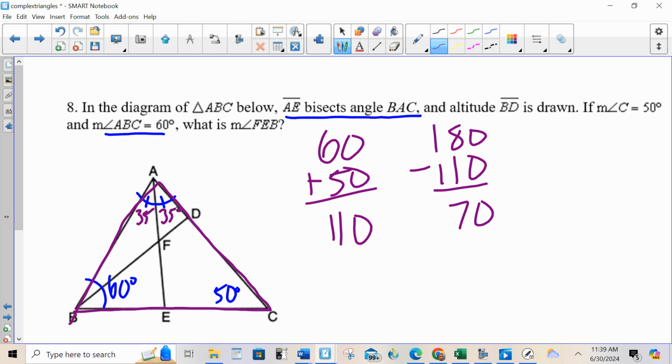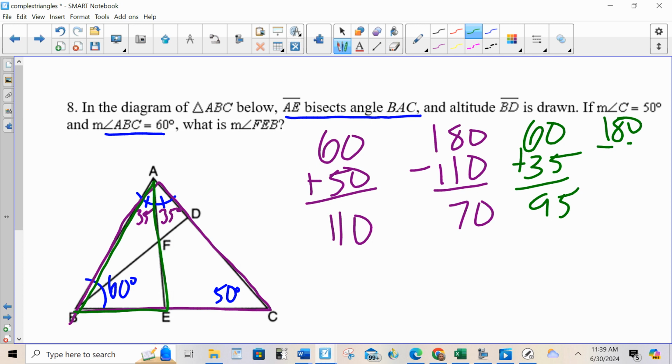All right, linear pairs still don't help me. I'm going to look again for angles of a triangle. I now see two triangles where I have two angles and I can find the third. I see this one. I have the 60 and the 35. So I do 60 plus 35 is 95. I do 180 minus 95 is 85. I believe that's what they're asking for. FEB is 85 degrees.